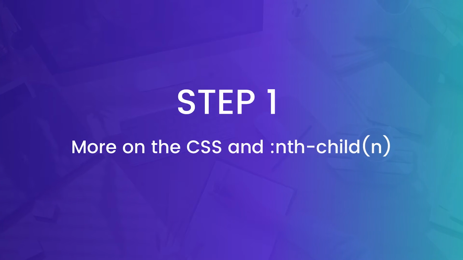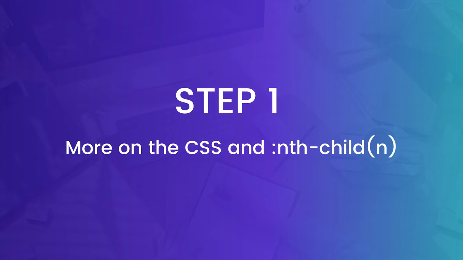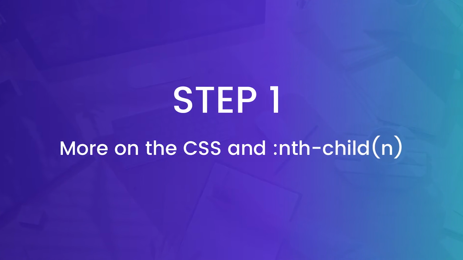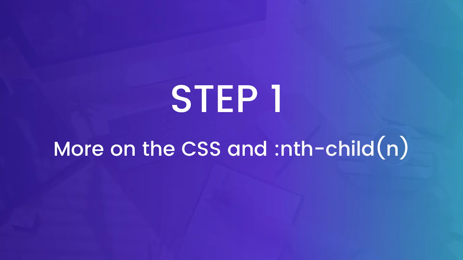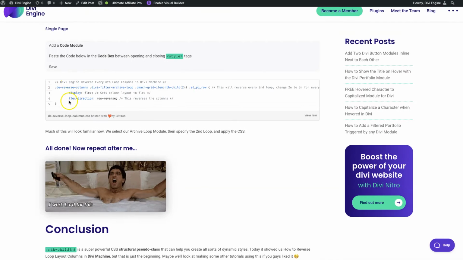Okay, so as you guys probably already know, there's a few ways that you can add code to your Divi site. Let's take a look at the code and then we'll discuss the two ways that we'll do that. Here you can see the code that I created for this tutorial where we've got this de-reverse-columns class and then the Divi filter archive loop selector and then the Divi machine grid item.